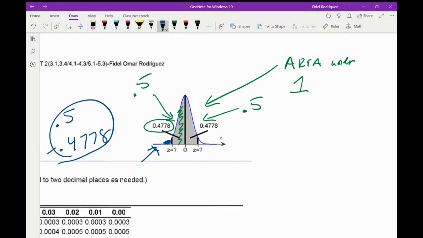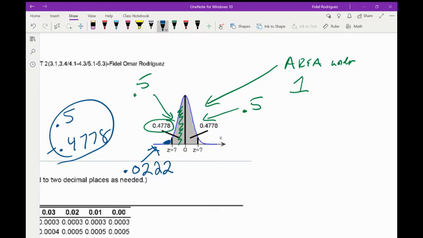Okay, so I'm going to do this on my calculator. What is 0.5 minus 0.4778? I come up with 0.0222. Oops, pen froze up. 0.0222. Okay.